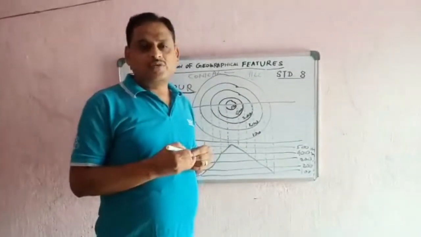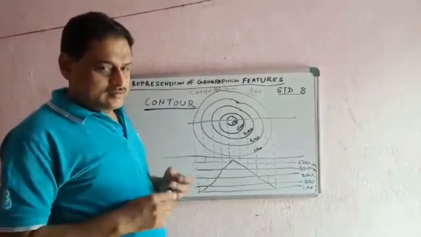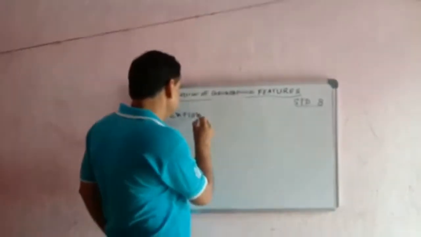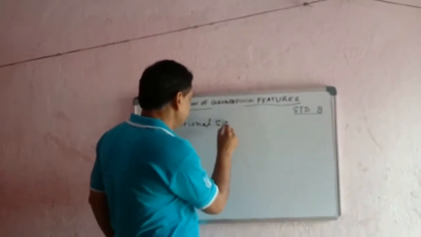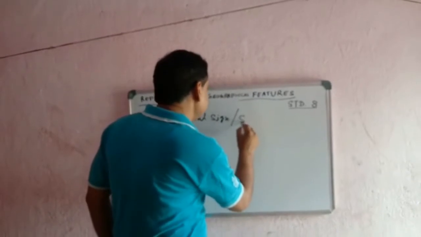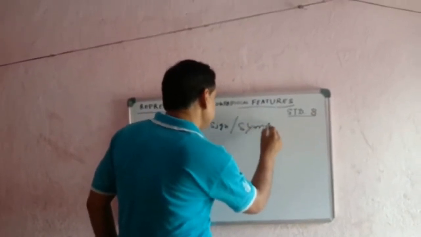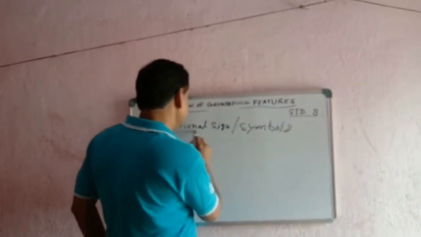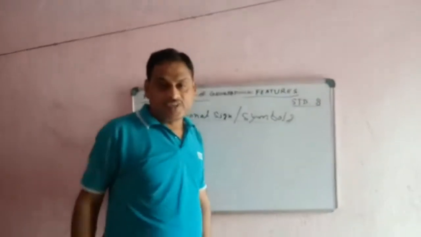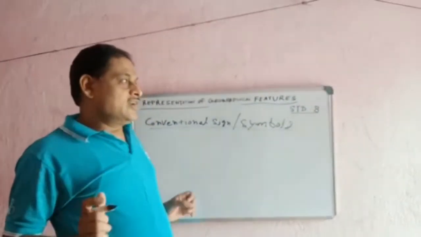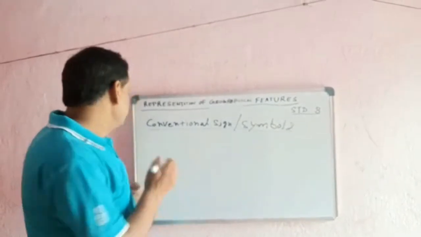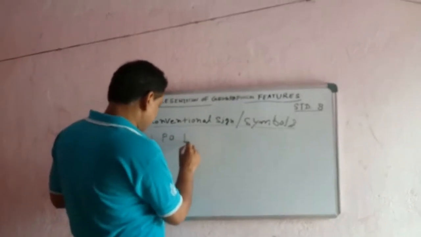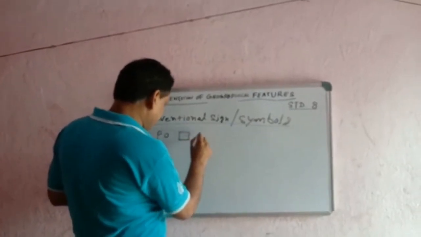One more thing I want to discuss. Now we are going to discuss conventional signs and symbols. See, have you seen a post office? There it is written PO, marked like that, but it should be in red color.